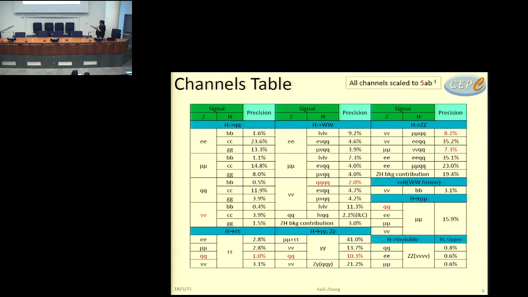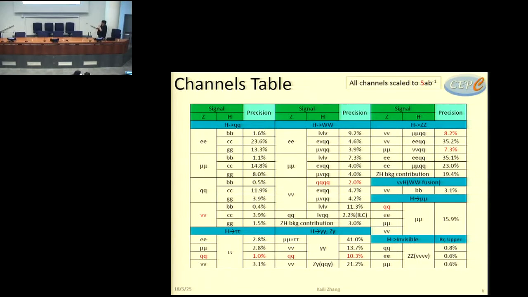In slide 6, we list all the channels in tables, which our CEPC group has studied, and all the results are scaled to 5 inverse attobarn. For the Higgs to bb, cc, gg channel, the most sensitive channel is Z to nu nu. We know that the Z to qq channel has the largest branching ratio, but there is more than 1 million irreducible background, so the precision is worse than the Z to nu nu channel.